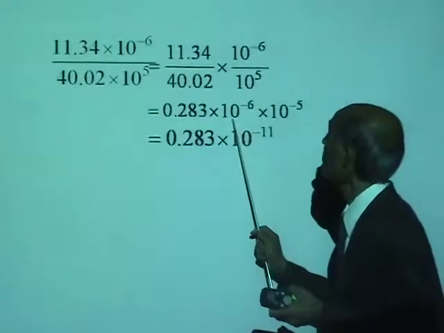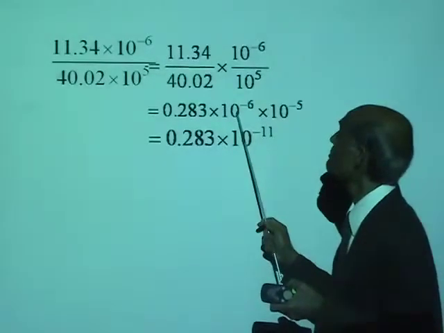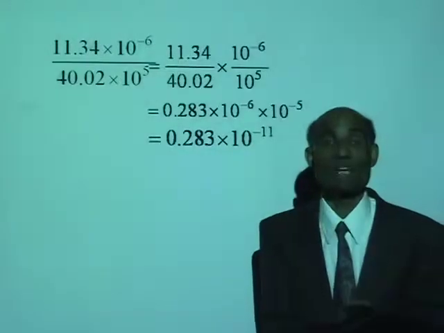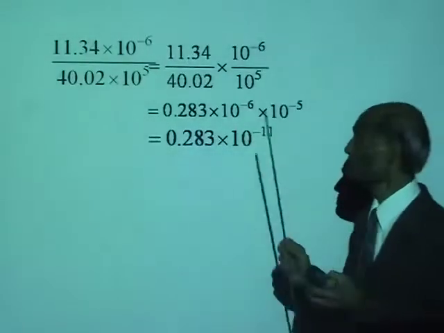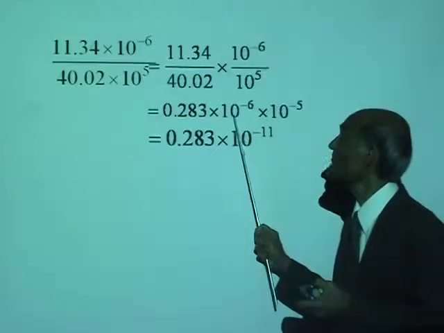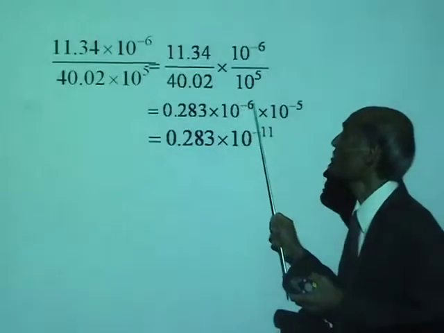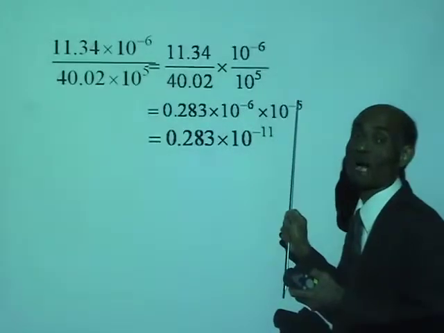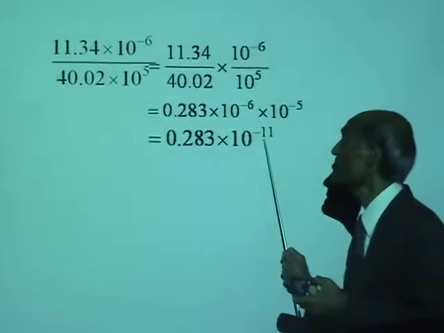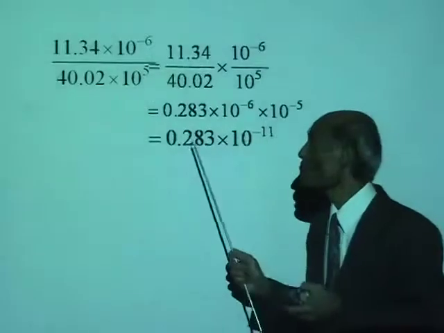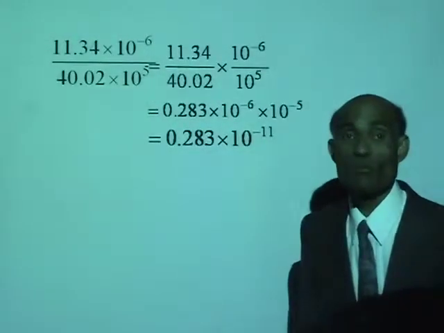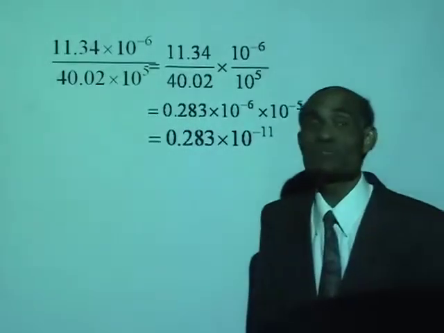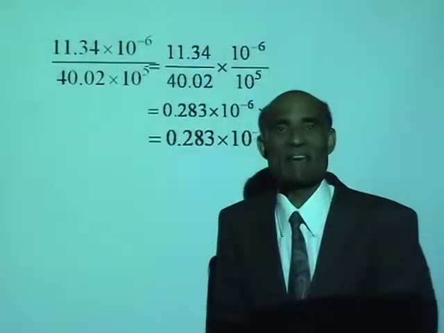We can now multiply these two. What is 10 to the power of negative 6 multiplied by 10 to the power of negative 5? Use the product rule there. That will be 10 to the power of negative 6 added to negative 5. Negative 6 added to negative 5 is negative 11. So we now reached 0.283 multiplied by 10 to the power of negative 11.